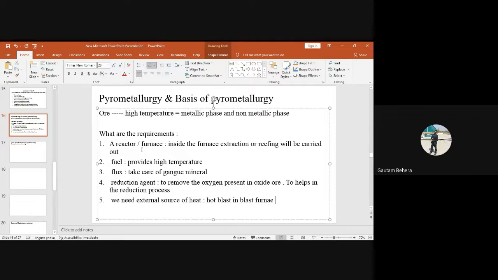So if you want to do pyrometallurgy, then you need a reactor or furnace where the reduction or refining will be carried out, right? We need a fuel, because fuel undergoes combustion to provide you high temperature. We need a flux. Flux will take care of the gangue present in the ore. It helps in the removal of the gangue by forming slag.